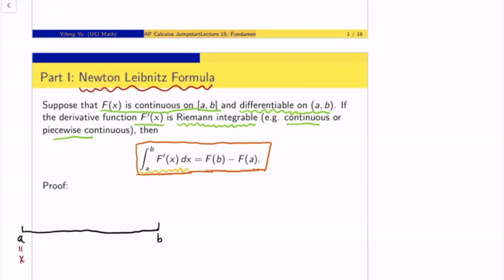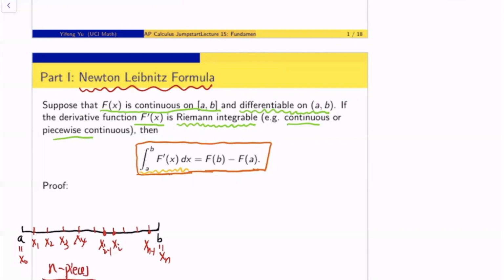So this is x0, this is x1, this is x2, this is x3, this is x4, and so on. Let's say this is xn, so this is xn minus 1. In the middle, this is x(i-1), and this is xi. So we divide it into n pieces.